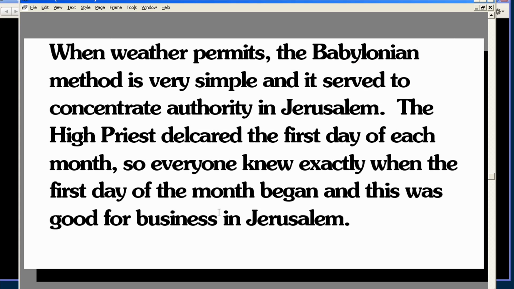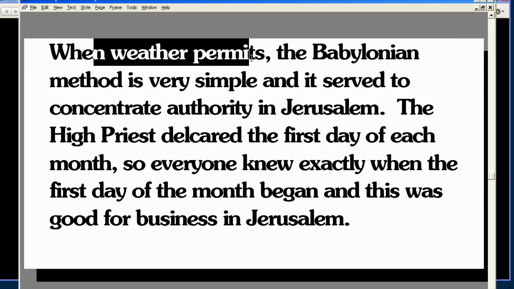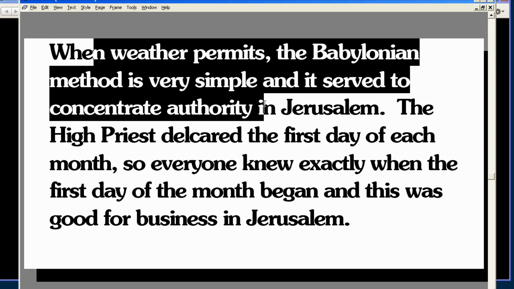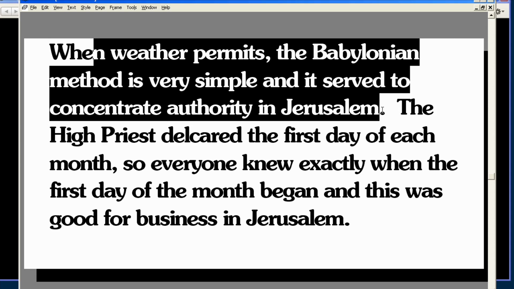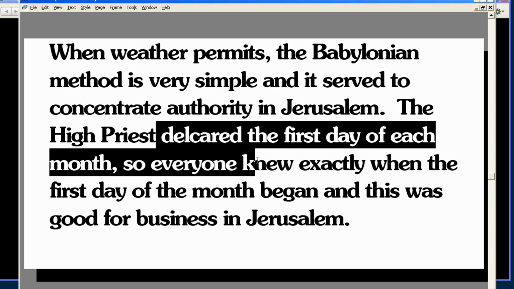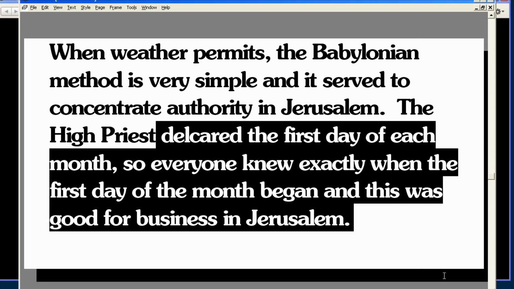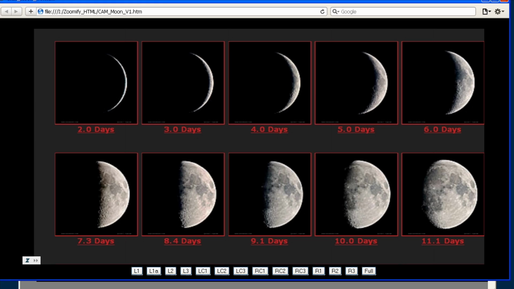new month. So when weather permitted, the Babylonian method worked out in a very simple way, and it served to concentrate authority in Jerusalem. The high priest declared the first day of each month, so everyone knew exactly when the first day of each month began, and this was good for business in Jerusalem.